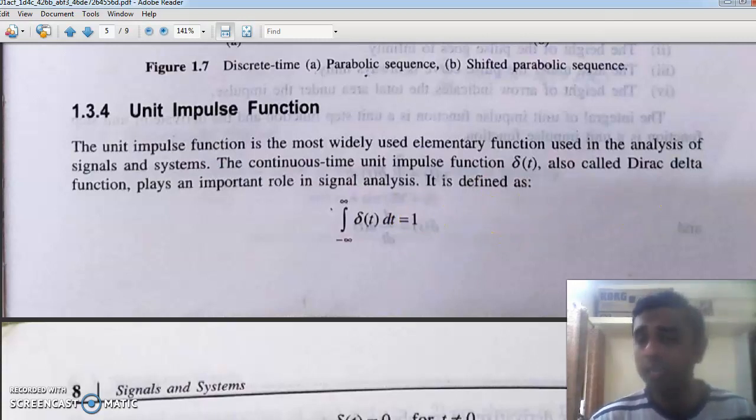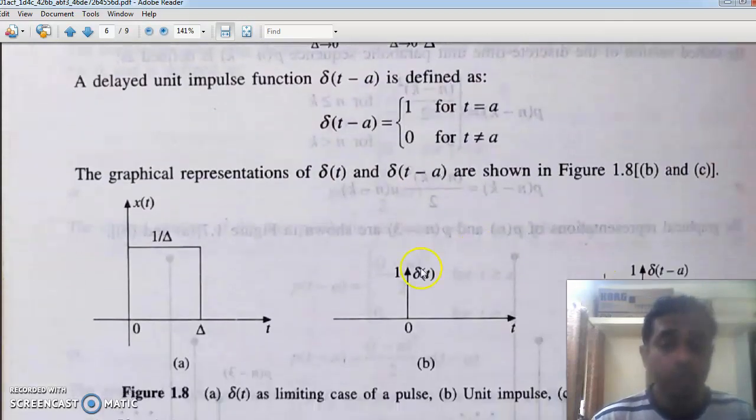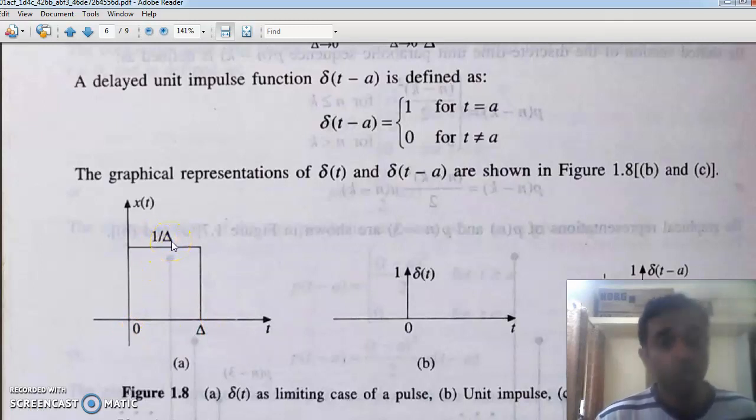Okay, now there is a limiting case also. What is that limiting case? Suppose this delta tends to 0, almost approaching 0. What happens to the height? That is 1 by almost 0, which is close to infinity. That is, when the width tends to 0, the height of the pulse extends to infinity. That is a limiting case.